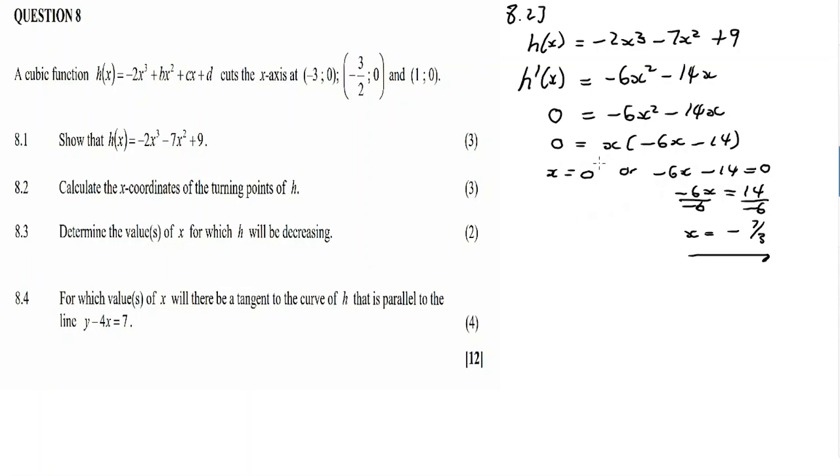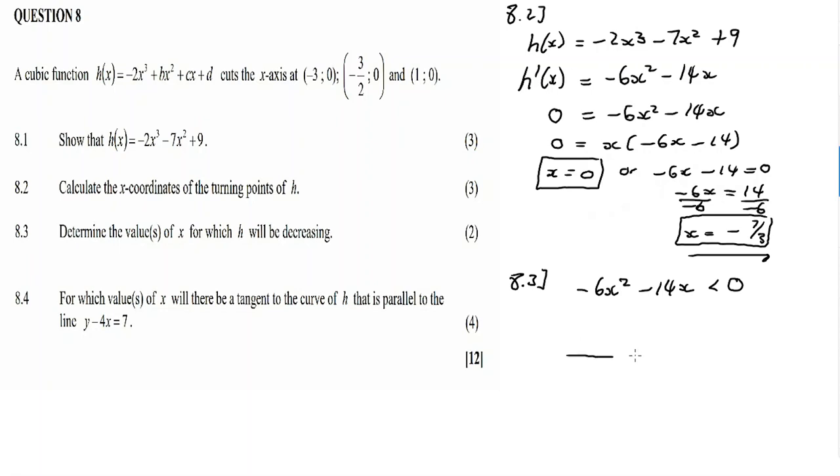8.3. So x equal to 0, or x equal to negative 7 over 3. Now for 8.3, we are looking for the values of x for which h will be decreasing, right? So it's where the first derivative is less than 0. So it's minus 6x squared minus 14x less than 0. So this is a quadratic inequality.